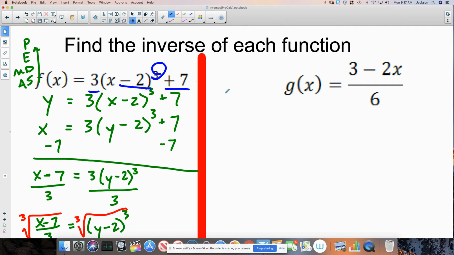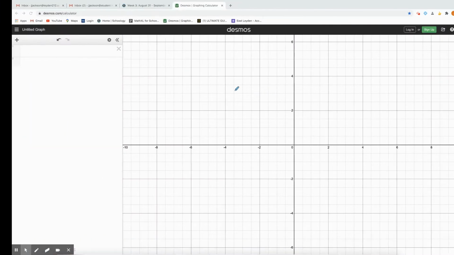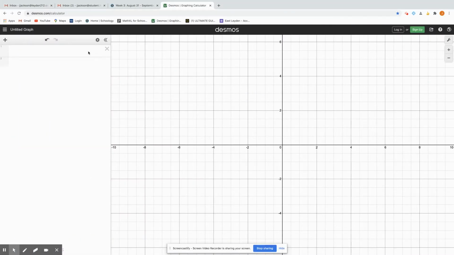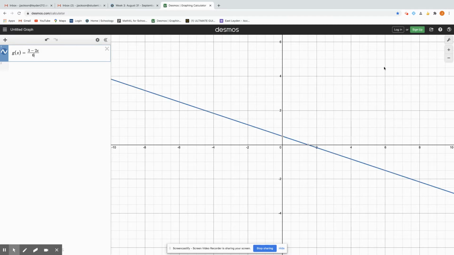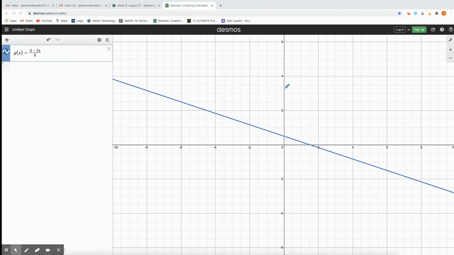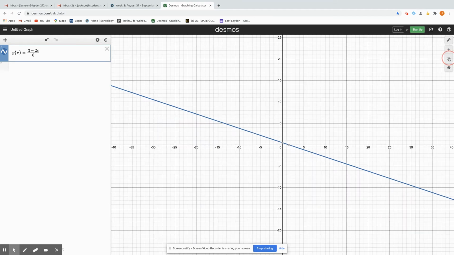Let's look at another example for finding the inverse of a function algebraically. Again, I'll always encourage you to graph this first. Okay, so we've got g of x equals 3 minus 2x over 6. Is that right? 3 minus 2x over 6. Here's our function. It's linear, right?